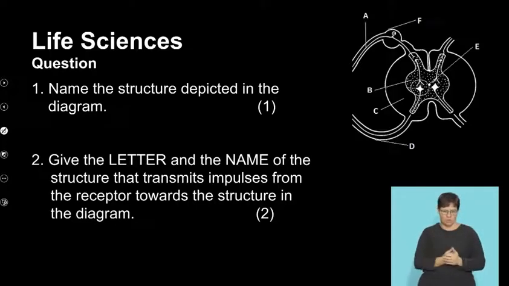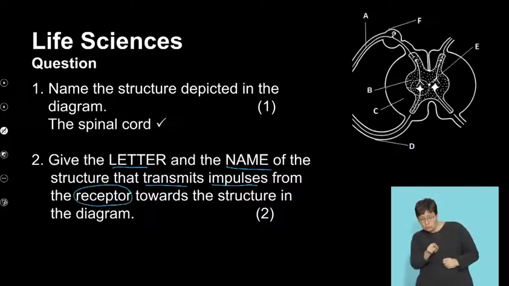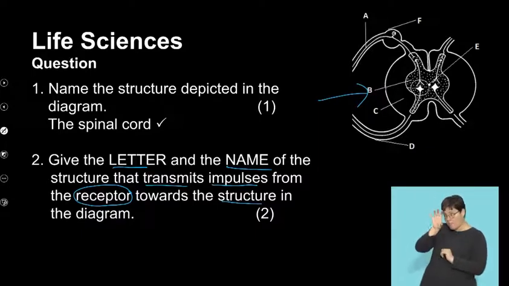Let's get to some questions. Name the structure depicted in the diagram. Now, if you look at that, that is definitely not the brain. That is the spinal cord, right? Question 2. Give the letter and the name, so you must give both, of the structure that transmits impulses from the receptor towards the structure, so towards the spinal cord, right? So we know that the sensory neurons will transmit an impulse from the receptor to the spinal cord. That's not the only answer. They want you to identify it on the picture as well.